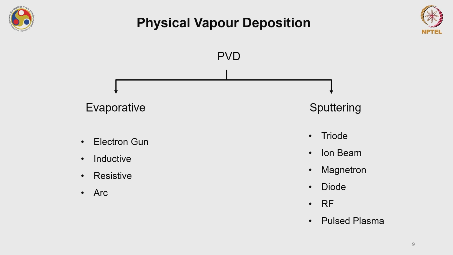Evaporative means you have a metal source and you heat it above some temperature by some means. The atoms are dislodged in the process of thermal agitation, and they find some cold place inside a vacuum chamber and get deposited. By this you have a very good thin film deposited.